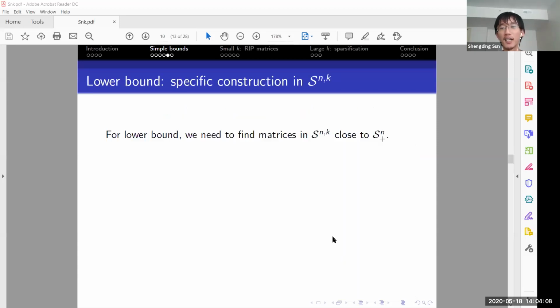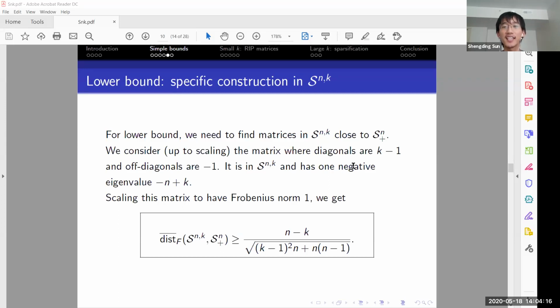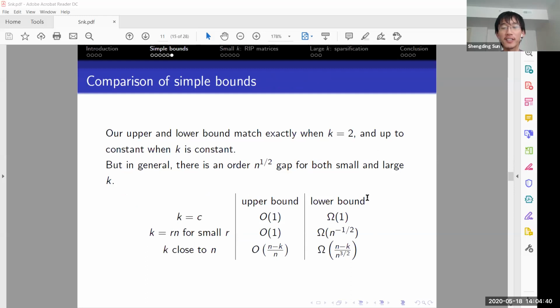For the lower bound, we will construct specific matrices in S_n^k that are far from the PSD cone. We consider the matrix where all diagonal entries are k minus 1 and all off-diagonal entries are minus 1. All of its k by k principal submatrices are PSD, and it has only one negative eigenvalue, which is minus n plus k. You need to scale this to have Frobenius norm 1, and then you get this lower bound for the normalized distance.